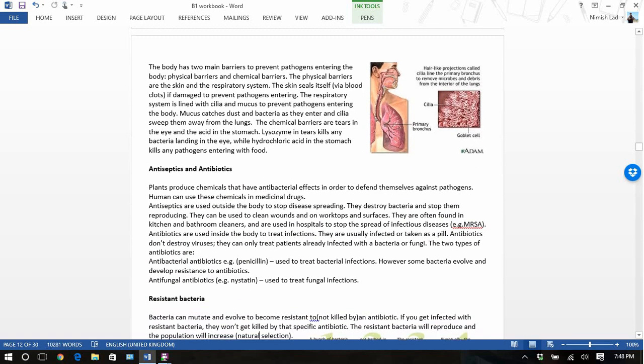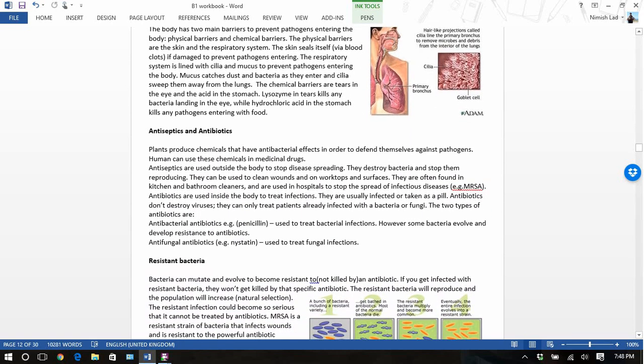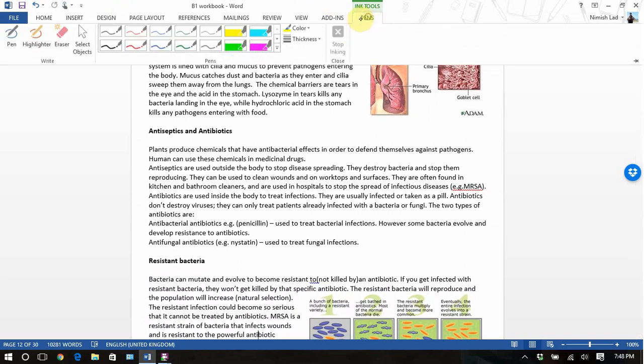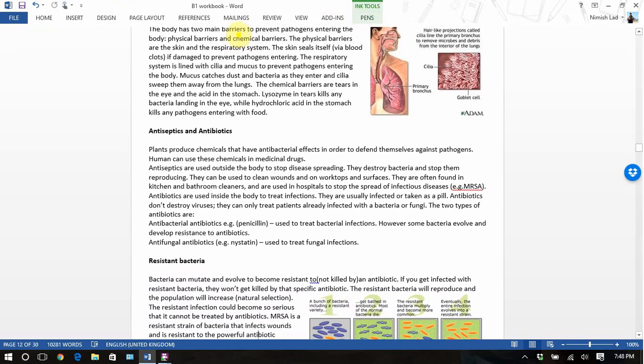There's two main types of barriers that the body has to prevent pathogens actually entering the body. And these two are sort of chemical and physical barriers. Physical barriers are the skin and the respiratory system. So the skin seals itself, okay, blood clots essentially, and stops things getting through. The respiratory system has cilia and mucus that prevent pathogens getting in. Mucus catches dust and bacteria as they enter, and the cilia sweeps them away from the lungs.